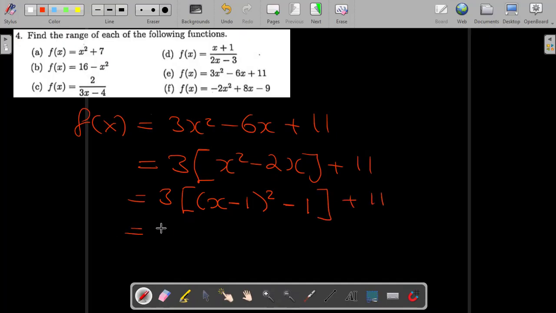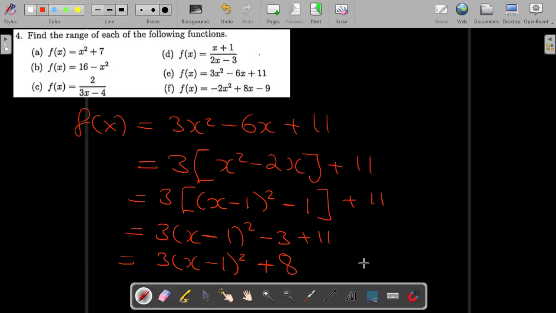Then you get that this is just going to be 3 times x minus 1 squared. Because when I distribute this 3 here, I get minus 3 plus 11. And what does this give me? I get 3 times x minus 1 squared, then when you add there, you get that to be positive 8.